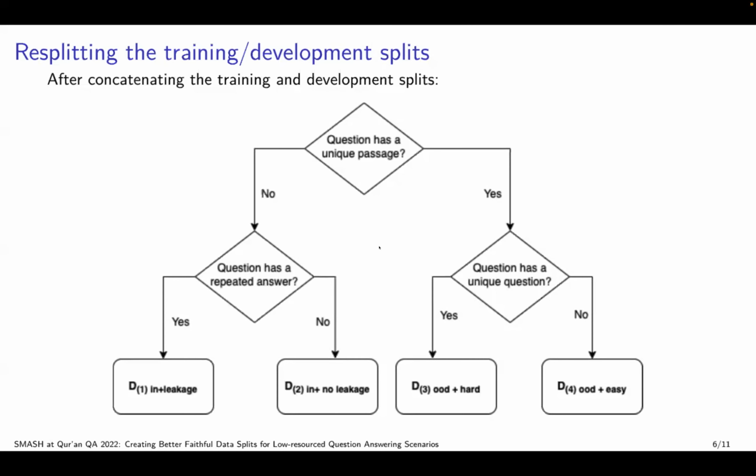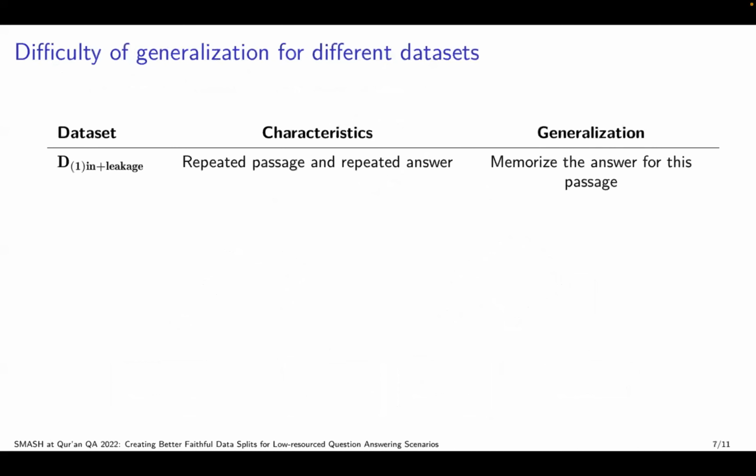If the passage is unique, then this means that maybe the question will be harder. So we decided to also split it into two types. One where the question for this passage is also unique, and the other one, a question that is being seen in the training data, but for different passages from this one.